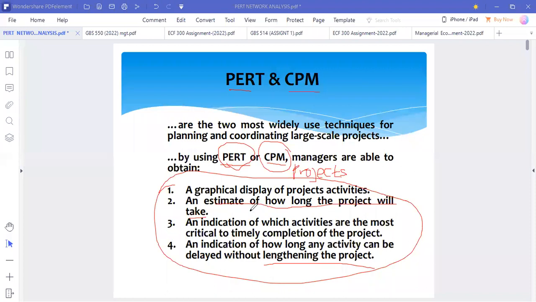Okay, so now as we look at the PERT, it is called the Project Evaluation and Review Technique. And then of course we have the CPM, which stands for Critical Path Method. The first part of it is called Project Evaluation and Review Technique.